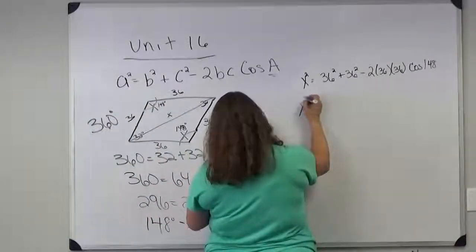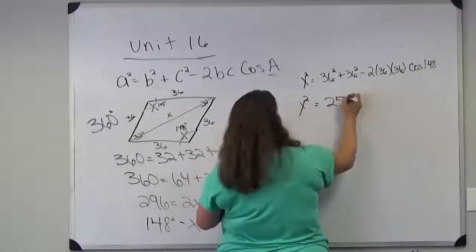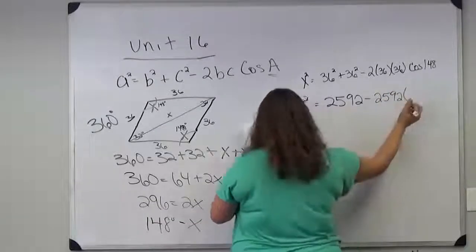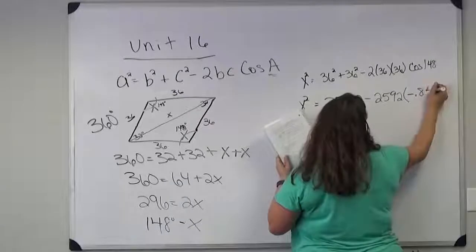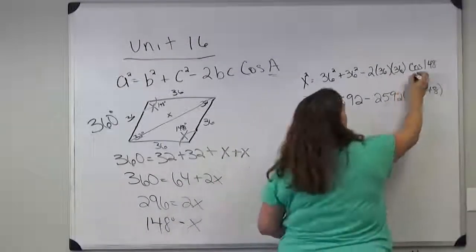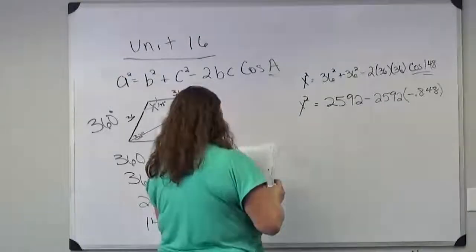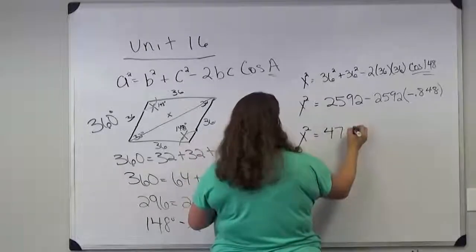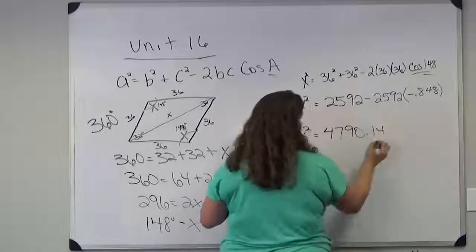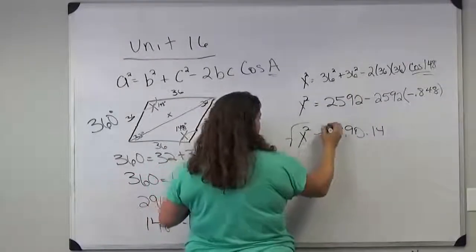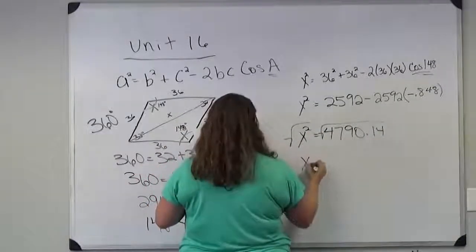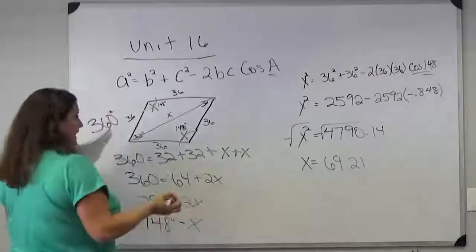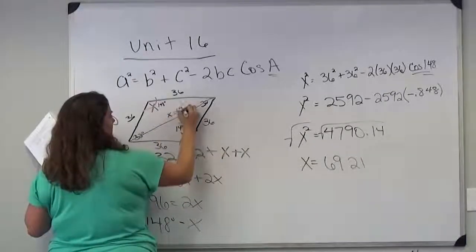So x squared equals 2592 minus 2592 times negative 0.848. Again, you get this value by plugging it into your calculator. So that gives us x squared equals 4,790.14. Got to take the square root of each side to get our final answer. X equals 69.21. So the length of the longer diagonal is 69.21.